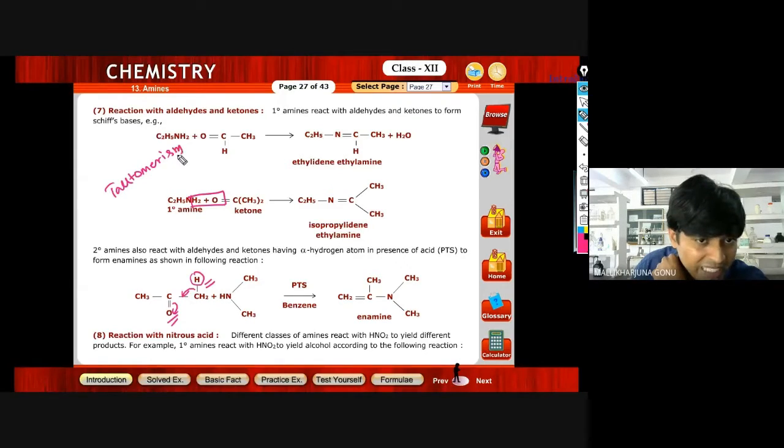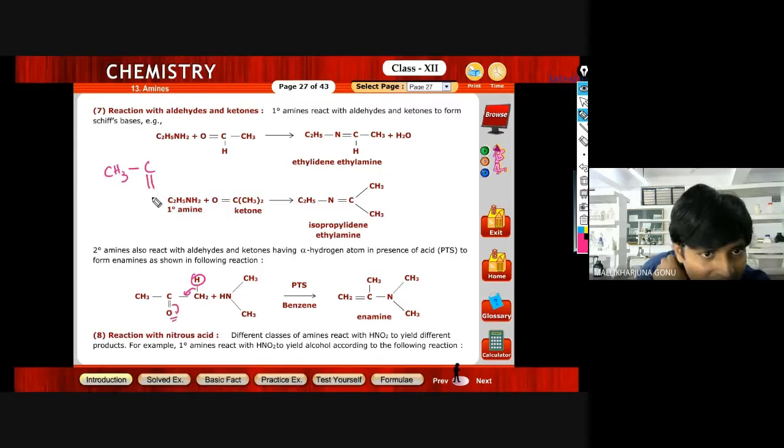Tautomerism, which you have studied in class 11. What happens? This proton is shifting from here to there. So how can you write it? If I shift this hydrogen over here, I will bring this CH2 down. What is basically happening is that I shift this one over here, so the double bond comes here, CH2.